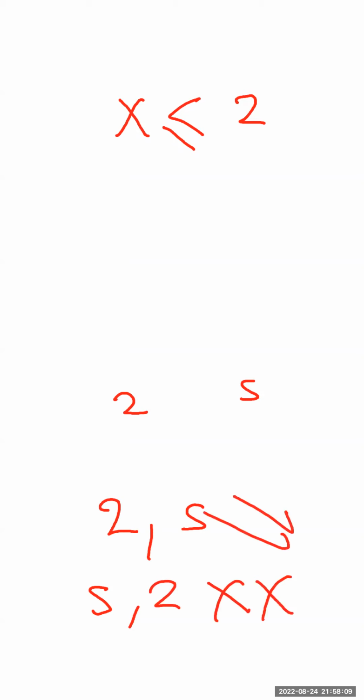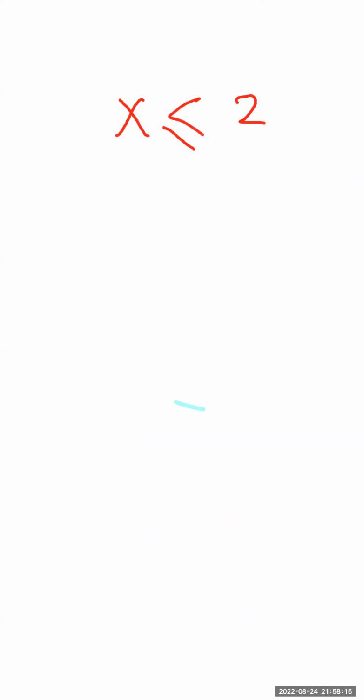So we have to start with the smaller element. In this case, guys, x is smaller than or equal to 2, so this means it will go in the negative direction till negative infinity. Of course, negative infinity is smaller than 2. So in this case, negative infinity and 2.